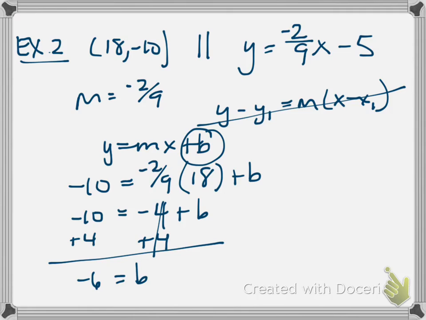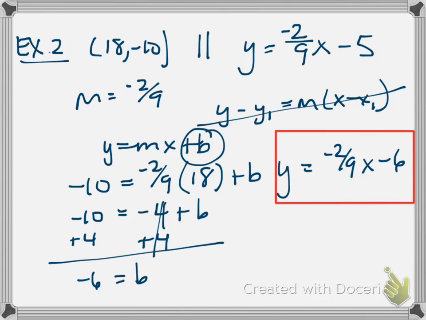I still need the equation in slope-intercept form of a line that passes through those points and is parallel to y equals negative 2/9 x minus 5. So all I'm going to do is rewrite the equation in y equals mx plus b form. So y equals, and there you go.